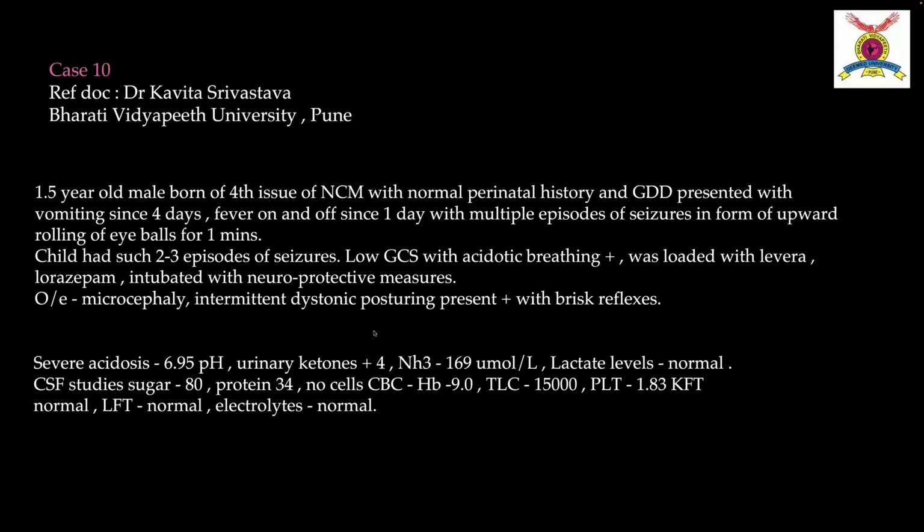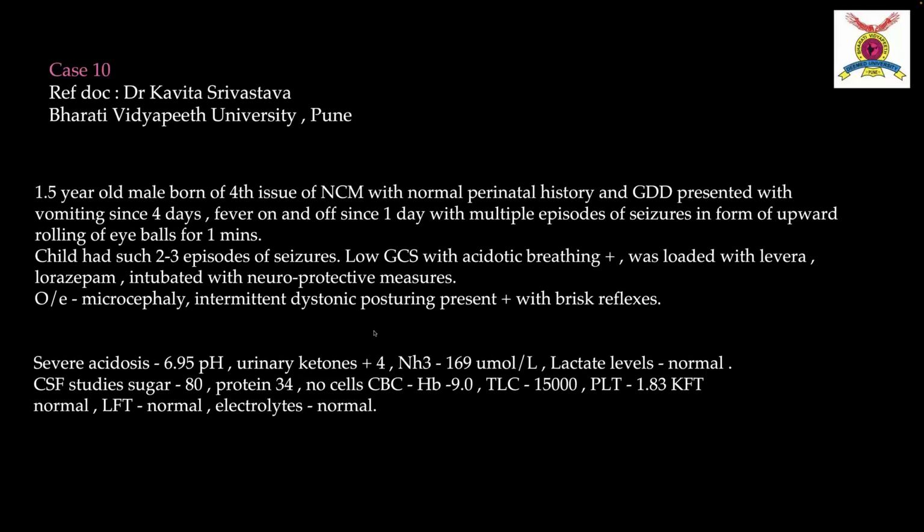Yes, sir. So this is a 1 year, 5-month-old male child, born of 4th issue of non-consanguineously married parents with normal perinatal history. And there was global developmental delay which was present since birth. He presented to us with complaints of vomiting, fever on and off, and multiple episodes of seizures in the form of uprolling of eyeballs lasting for a minute. The child had 2 to 3 such episodes.